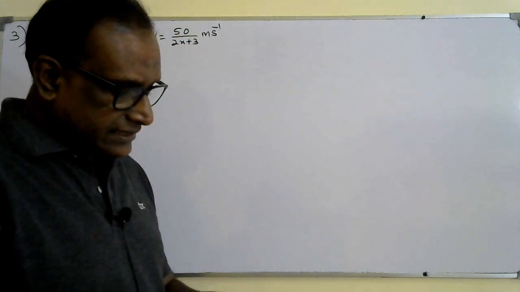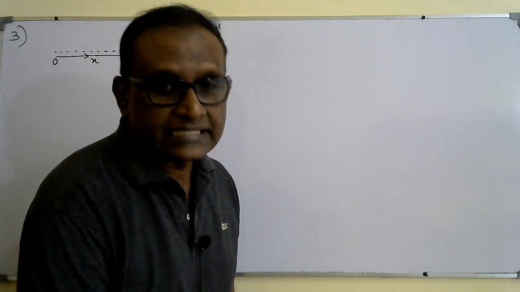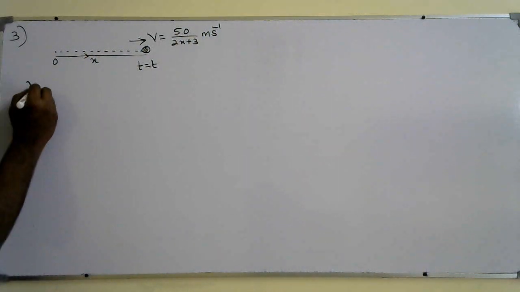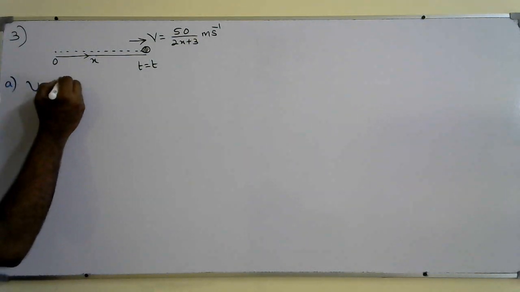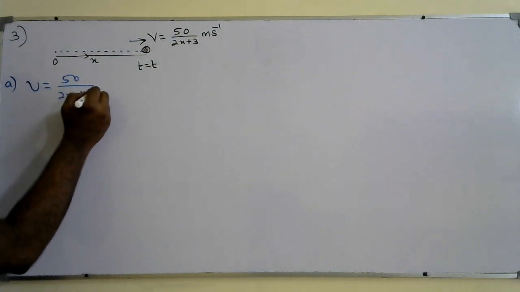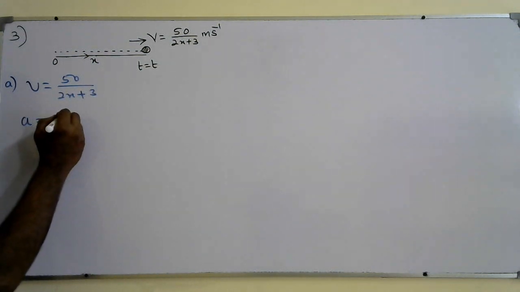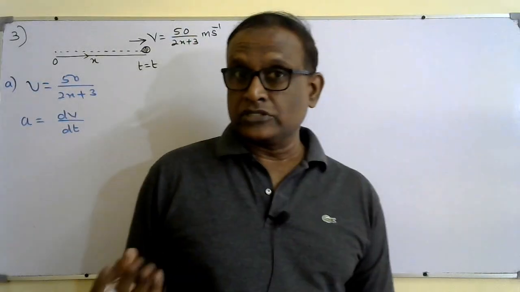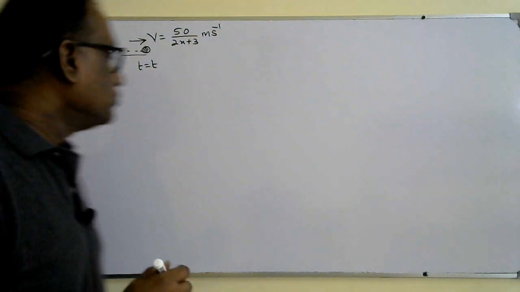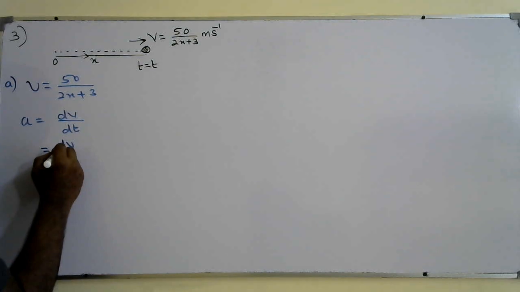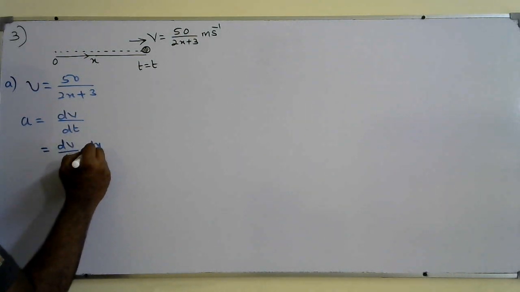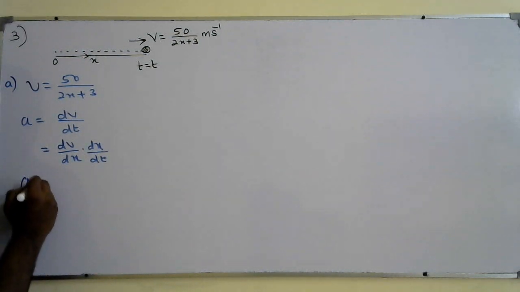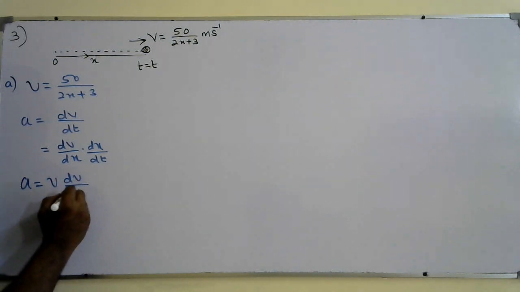Okay, deceleration. So what is given? Given is speed. So to get the deceleration or acceleration, we need the derivative of speed. So v is equal to 50 over 2x plus 3. So acceleration or deceleration is dv over dt. Here we can't differentiate in terms of time because speed is a function of x. So we can use this way, dv over dx into dx over dt. dx over dt is v, again it's the speed. So therefore a is equal to v dv over dx.